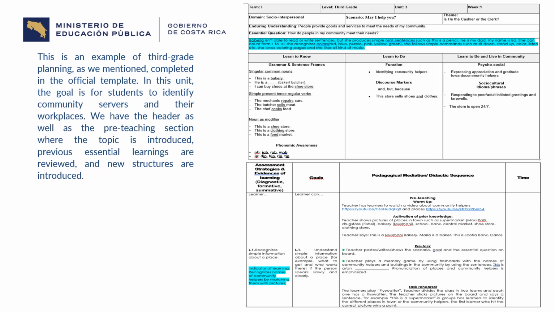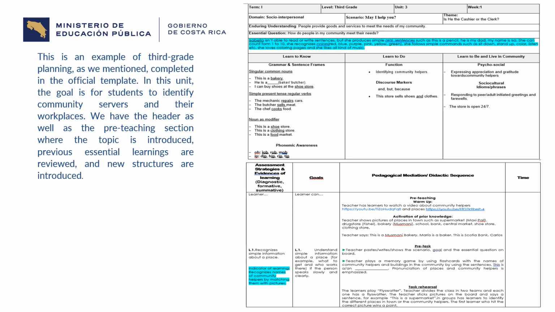Well, we're going to see an example of how we can include those indicators and those activities in our planning. This is an example of third grade planning, as I mentioned before, completed in the official template. In this unit, the goal is for the students to identify community helpers and their workplaces.